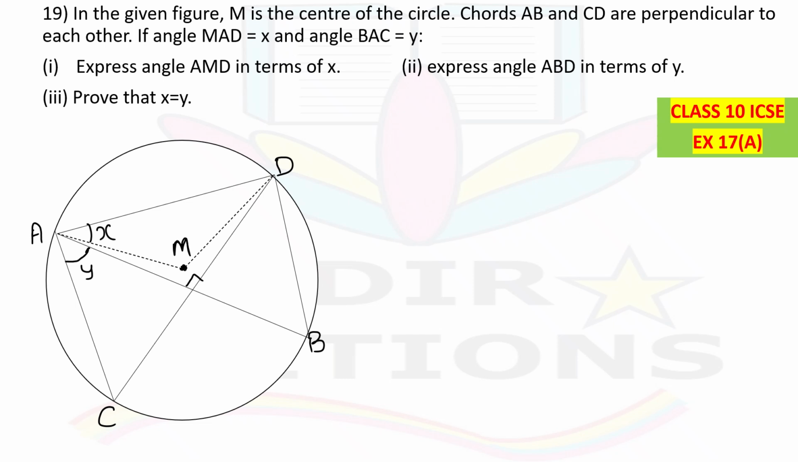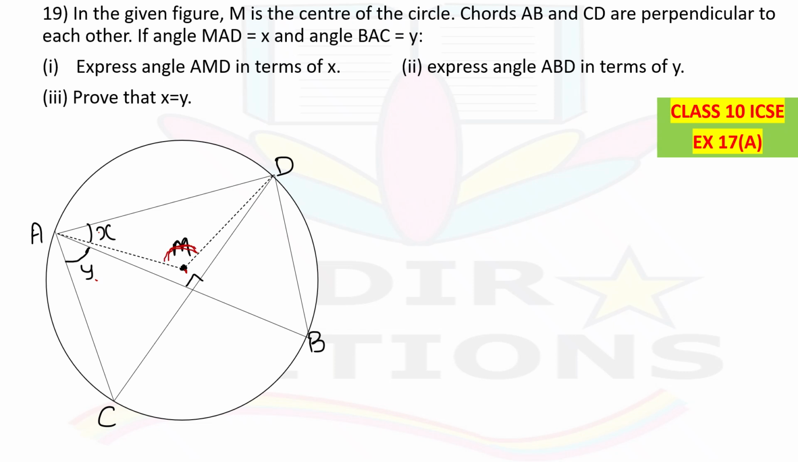Hello everyone. In this question, a circle is given and they have mentioned M is the center of the circle and there are two chords, AB and CD. Both are perpendicular to each other. And also angle MAD is given as x and angle BAC is given as y. So our first question is we have to find the angle AMD.